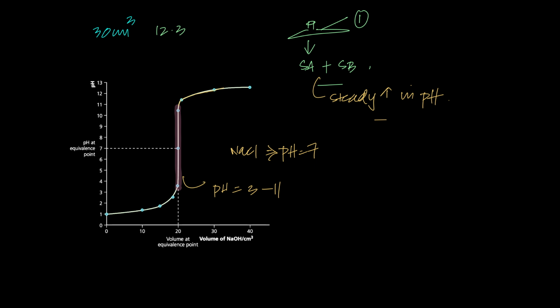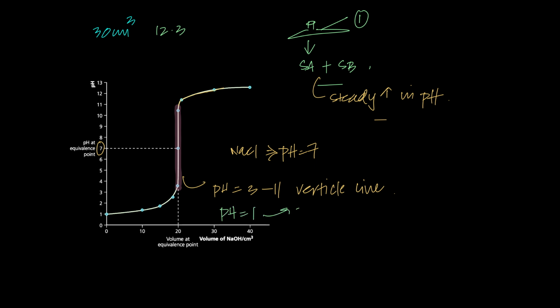We know that the equivalence point for a strong acid and strong base lies at pH 7 right here. And then after 11, it starts to slowly flatten off. It starts to rise a little and then flattens off. So pH 3 to pH 11 is basically my vertical line, right? That's the equivalence point. And pH 1 was my starting point in this case.